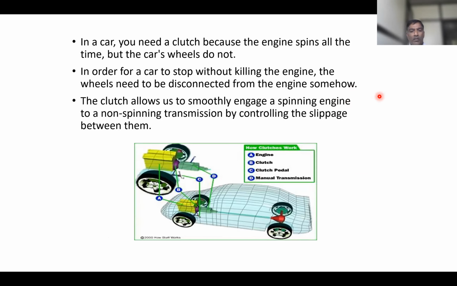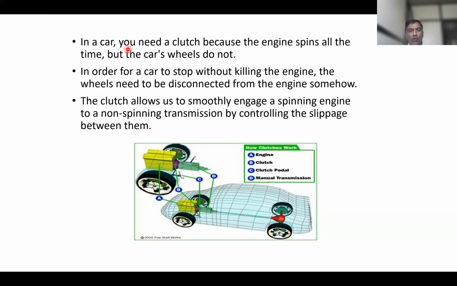Then you can see here, one image is shown. In this, A is the engine, B is the clutch, C is the clutch pedal, and D is the manual transmission, that is the gearbox.